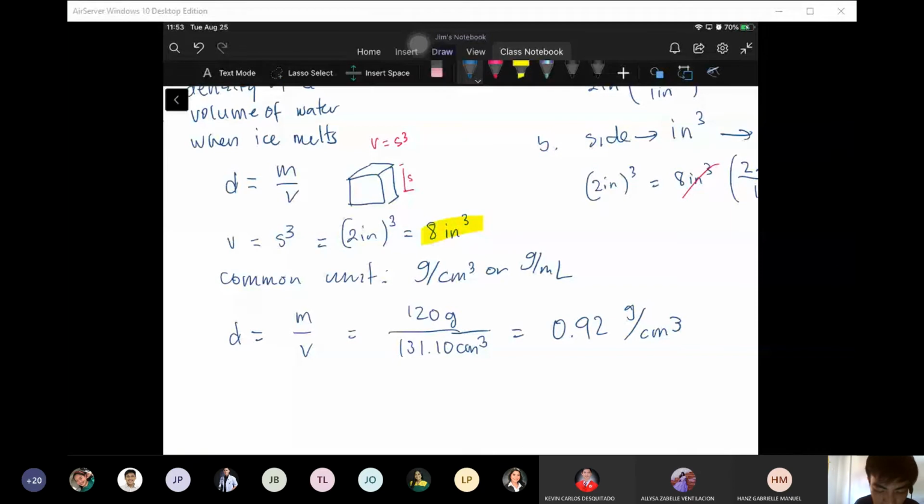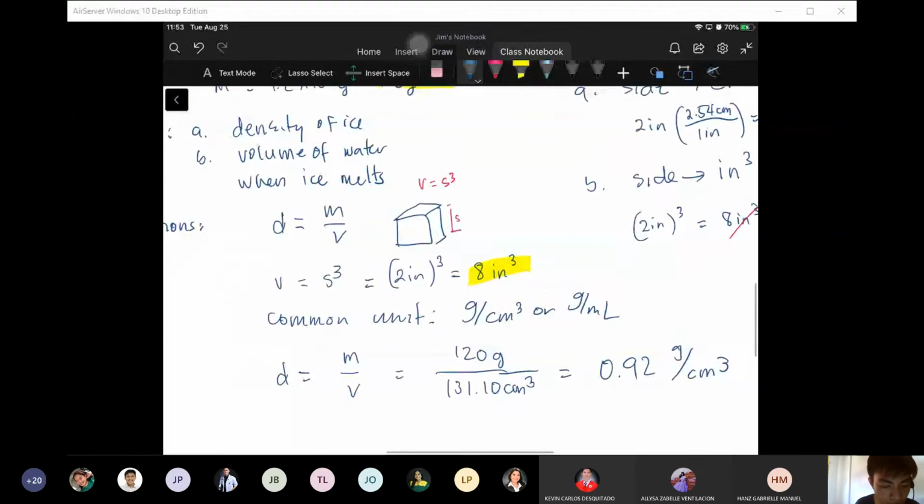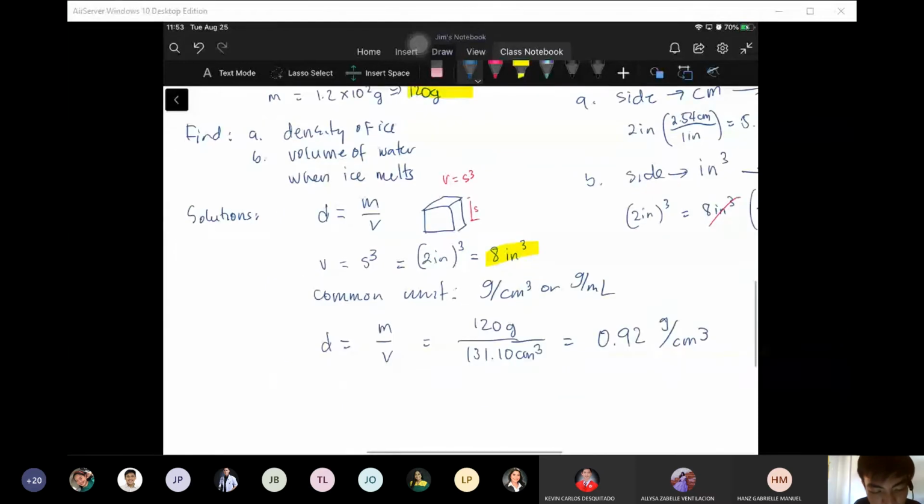Okay, what else? Part 2, letter B. What is the volume of water when the ice melts? This is the question. Ay, I'm sleepy. So, volume of water when ice melts. This means the volume changes when that is asked, no?